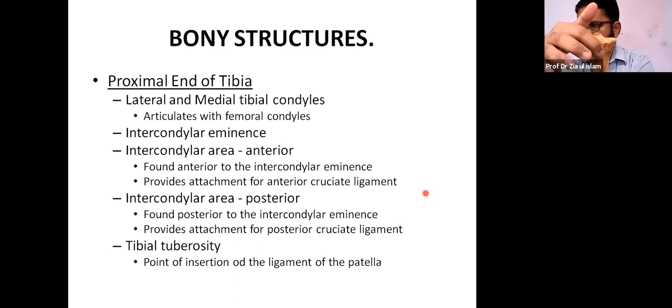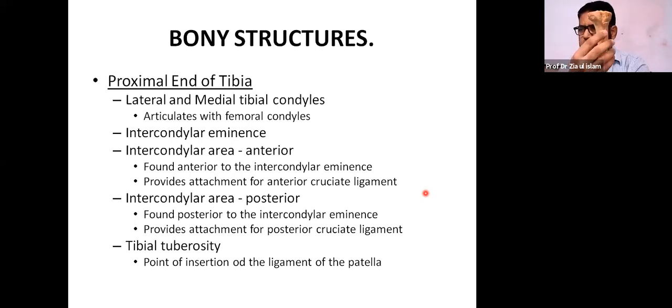In front of this intercondylar eminence we have an anterior intercondylar area, and right behind it we have a posterior intercondylar area. These intercondylar areas give attachment to the anterior cruciate and the posterior cruciate ligaments. Similarly, they also give attachment to the anterior part of the medial meniscus and the anterior part of the lateral meniscus. The medial and lateral menisci can be attached within the intercondylar area.